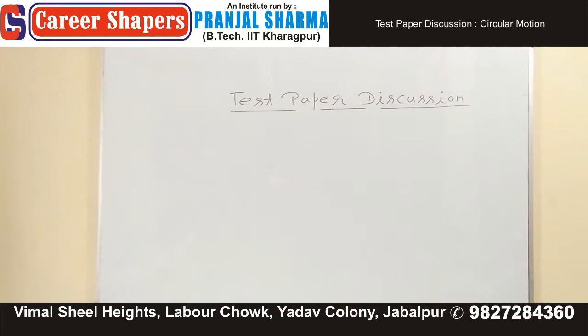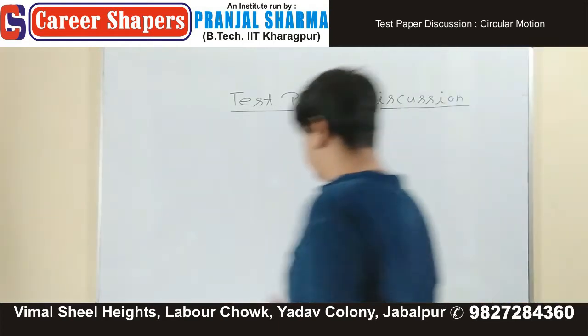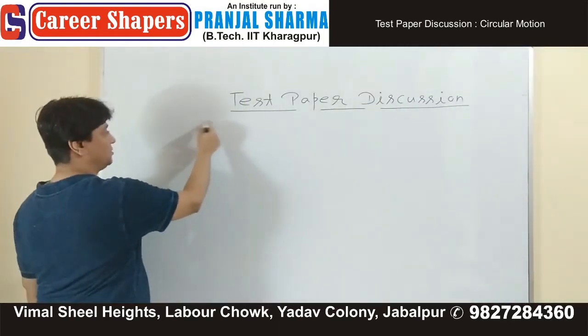And the first question we need to discuss is question number 6. Question number 6 is: a body moves along an uneven horizontal road surface with constant speed at all points. Normal reaction of the road on the body is. This is question number 6.